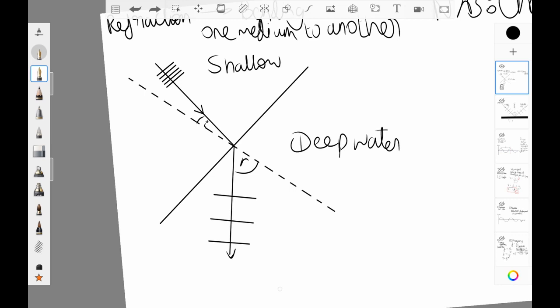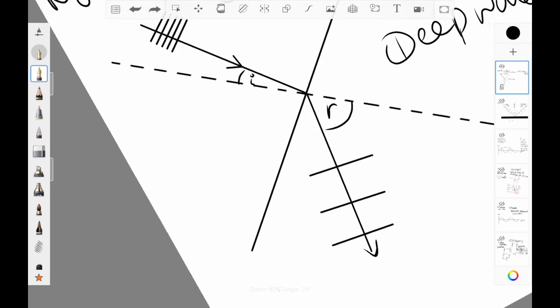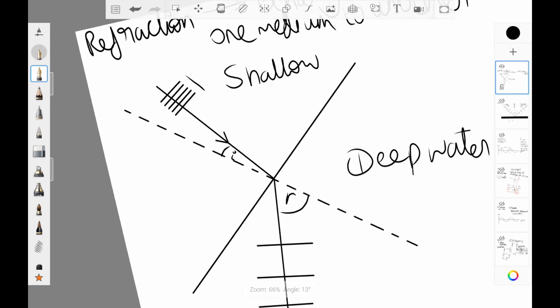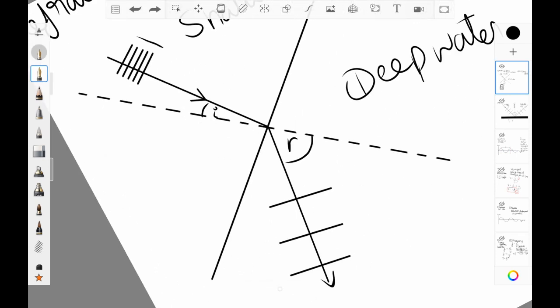Another change that occurs is, remember, refraction occurs due to a change in speed. So in this case, as water goes from a shallow area to a deep area, its speed changes, and it's faster in deep water, and you can see this based on the wavefronts. In shallow water, the wavefronts are very close together, whereas here they're very far apart, which tells you that in deep water it's faster.